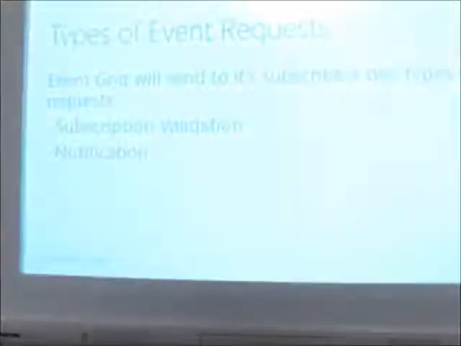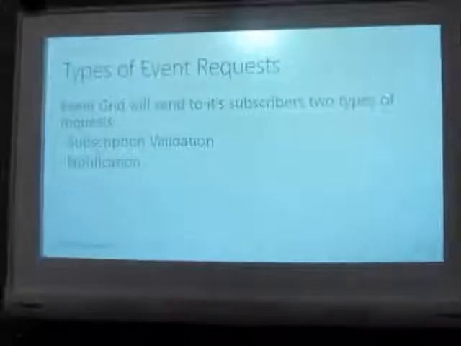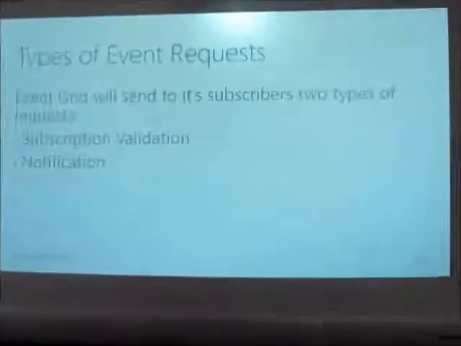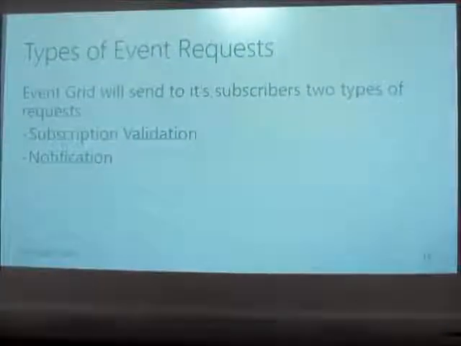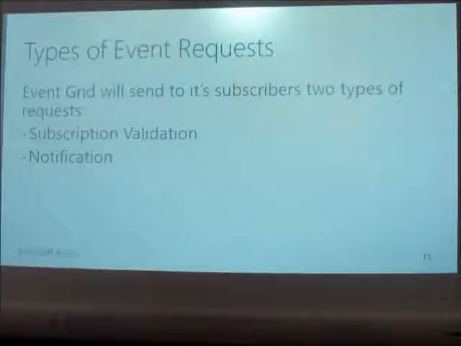There are two types of event requests for Event Grid: a subscription validation, and a notification. Generally speaking, notifications are what it's sending out. But there is a subscription validation message that is sent out when you create subscriptions, specifically when it's external. So if you have a webhook and you want to add that as a subscription, it's going to send a message first to validate that it is a known provider. It's not just some random person subscribing to your event. I'll show that too for the demo.